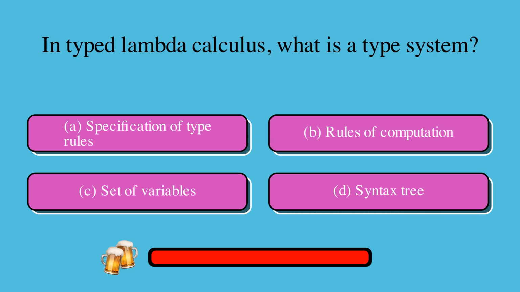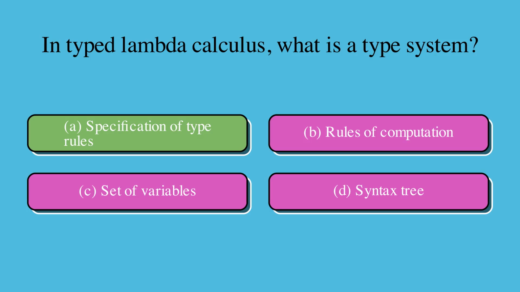In typed Lambda Calculus, what is a type system? Is it A, specification of type rules, B, rules of computation, C, set of variables, or D, syntax tree? The correct answer is A, specification of type rules.